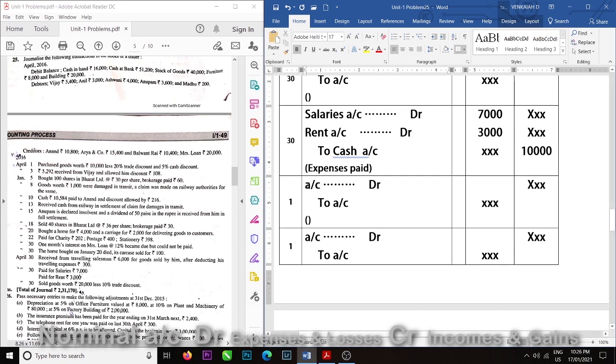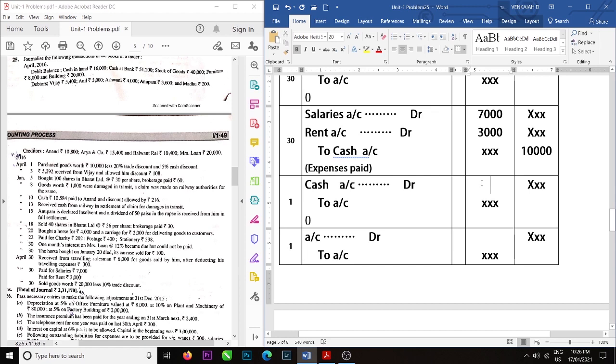Sold goods worth rupees 20,000 after discount. Cash account debit. Trade discount should not be disclosed in books. Okay, 18,000 to sales account. Goods are going out, so it is a real account. This is 18,000. Goods sold for cash.